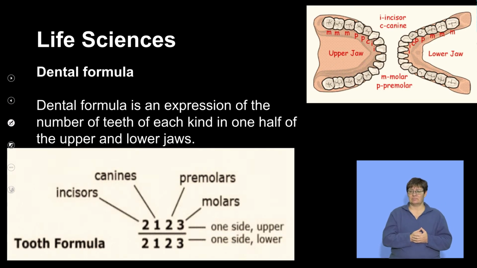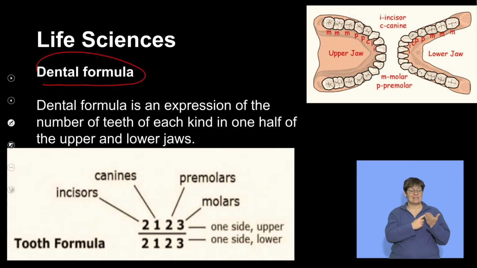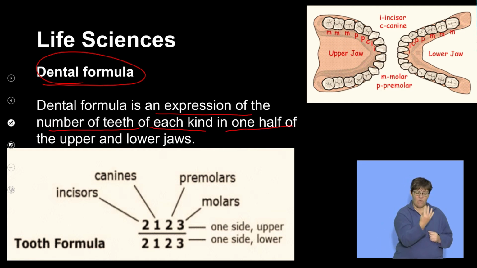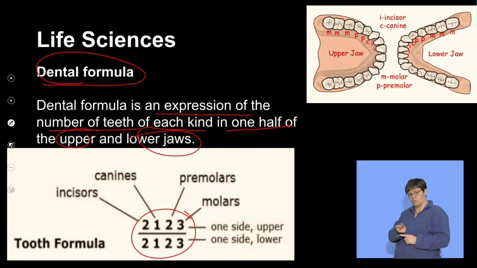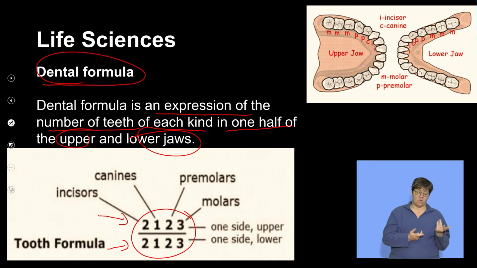So guys, as we wrap this up, we need to talk about the dental formula. As I mentioned earlier on, the dental formula is an expression of the number of teeth of each kind on one half of the upper jaw and the lower jaw. Here's an expression of a dental formula. It essentially shows an upper jaw and a lower jaw, and it represents the distribution of teeth from the left half or the right half to the back.